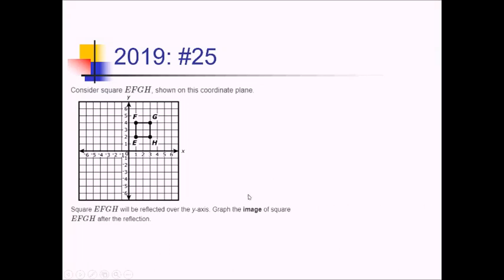For this problem, we're given this square on the coordinate plane, and they're going to reflect it over the y-axis. They want us to graph the image of that square after the reflection. Okay, so let's just start with E and start reflecting over the y-axis. So we've got E moving over here, F is going to move right here, G is going to move 3 to the left of the y-axis, so will H, and connect the dots.